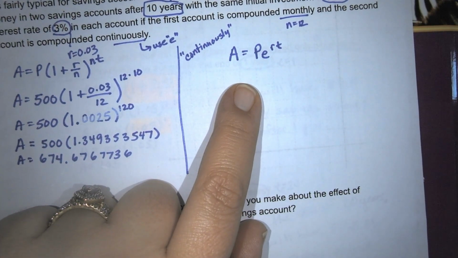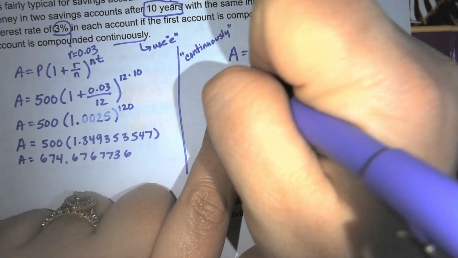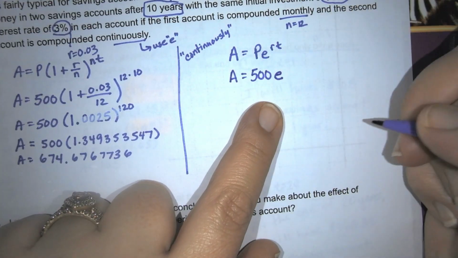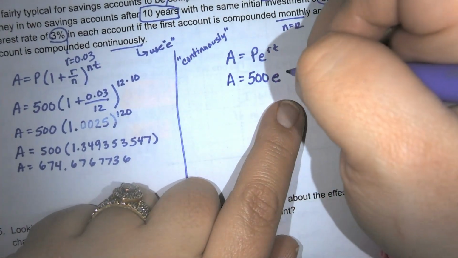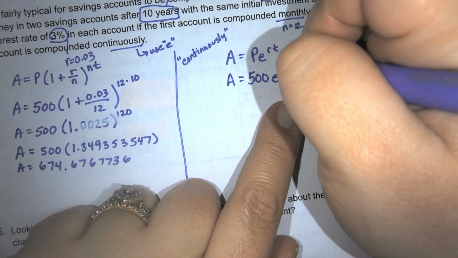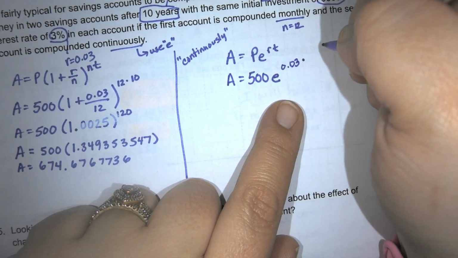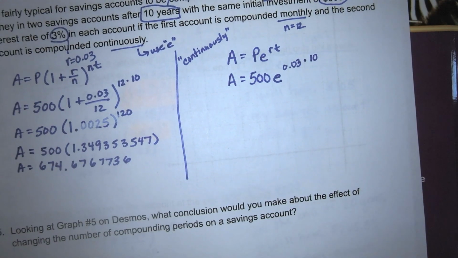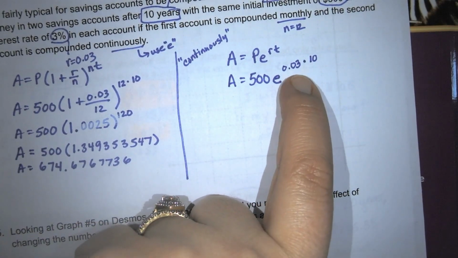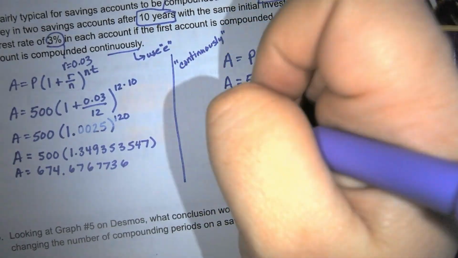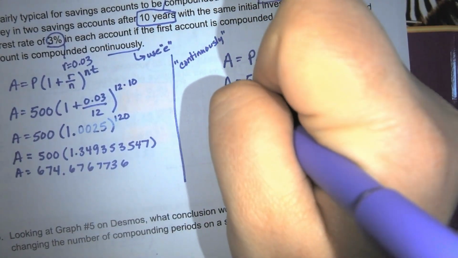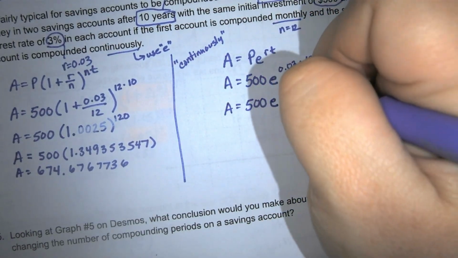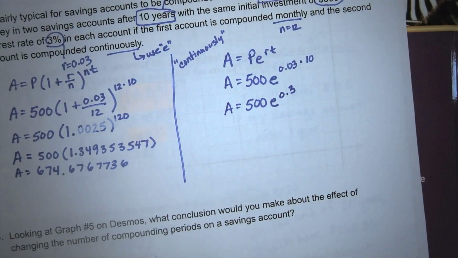So we need the same information. We start with A. We don't know that. We're going to keep A here. Principal is 500. e is a number. I'm just going to put e for now. I'll show you how to use the calculator with that. My exponent is going to be r, which is 0.03, times t, which is 10. So what we're going to do first, since there's no parentheses, is we're going to work on multiplying these numbers to get our exponent. So we're going to get A equals 500 e, if I do 0.03 times 10, I get 0.3, to the 0.3 power.